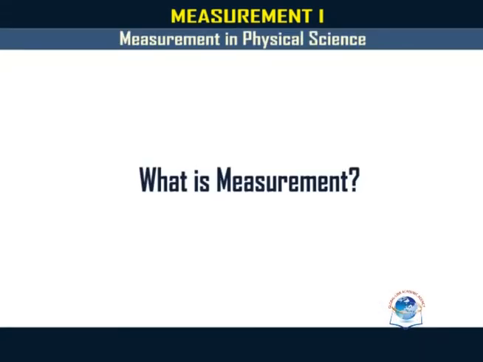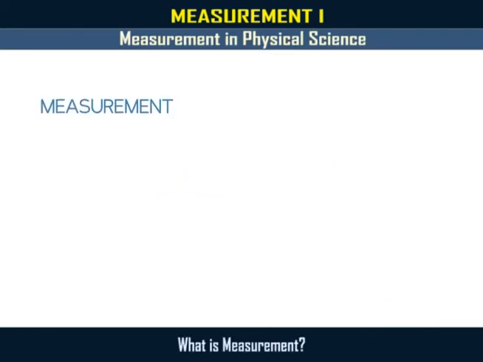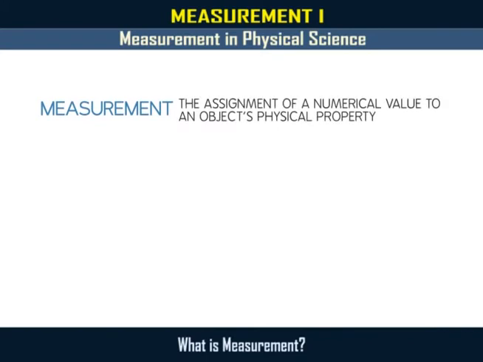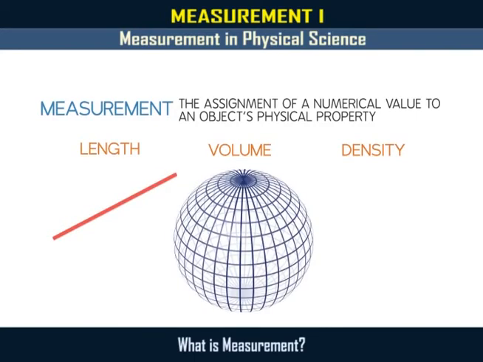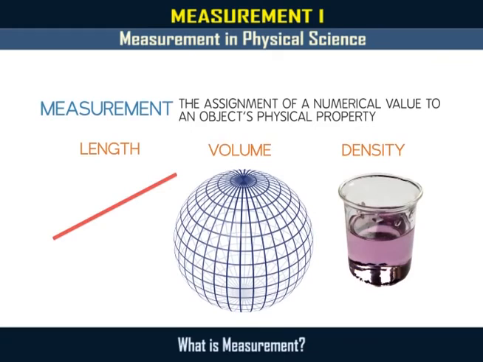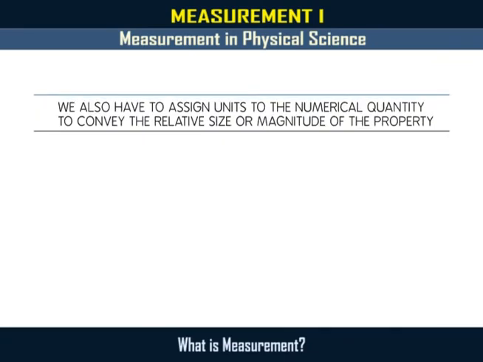So let's begin by defining what a measurement is and what it actually means to measure something. In science, a measurement is considered the assignment of a numerical value to an object's physical property. Measuring physical properties is very common. For example, you might want to know the length of a line, the volume of a sphere, or the density of a liquid. Whenever we take measurements, we also have to assign units to the numerical quantity in order to convey the relative size or magnitude of the property in question.